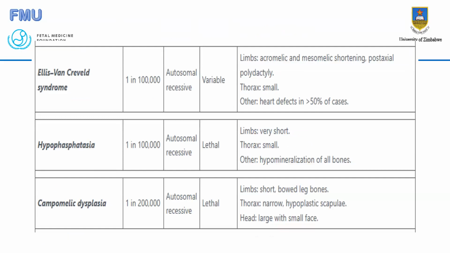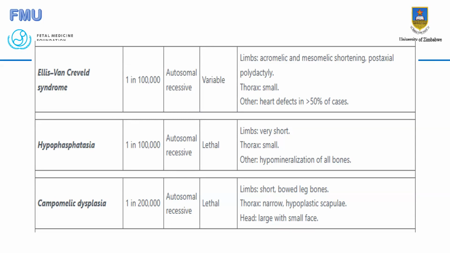Ellis-Van Creveld syndrome occurs in about 1 in 100,000. Again, uncommon. It's an autosomal recessive condition with a variable survival outcome. The limbs show acromelic and mesomelic shortening, and post-axial polydactyly. Then the thorax is small, and we could have heart defects in about 50% of the cases.